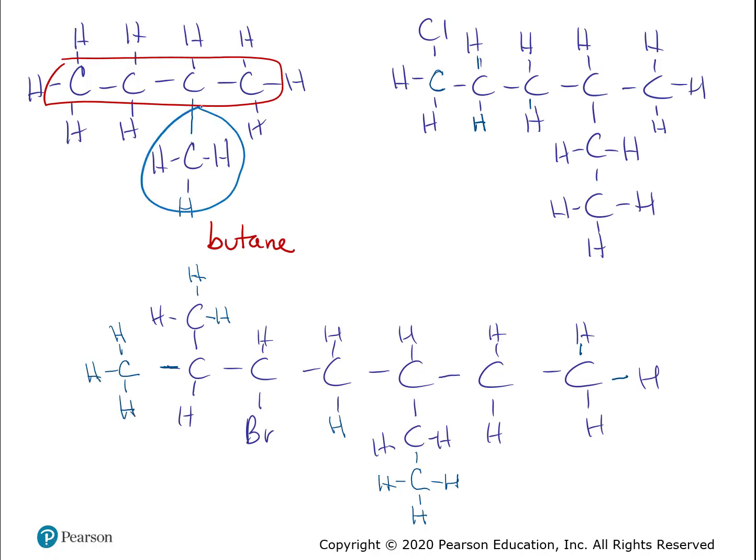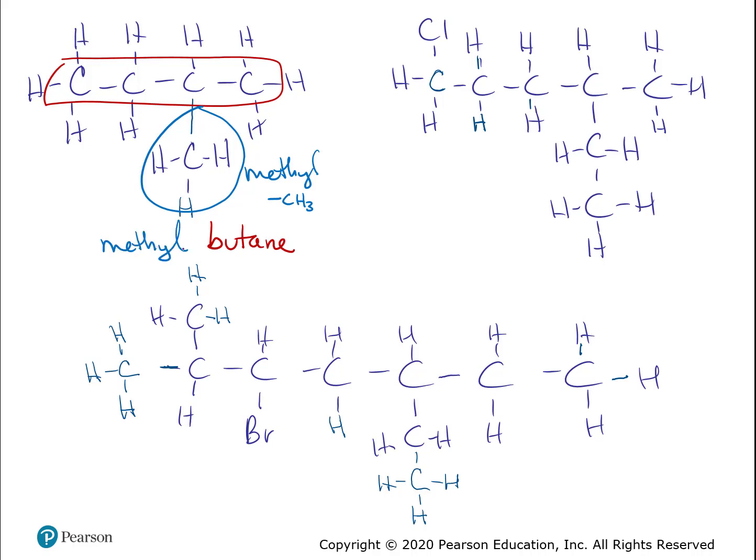So this is a what? It's a single carbon group. So this is a methyl. So a methyl is a CH3 group that's hanging off of the chain. So I know that this is methyl butane.